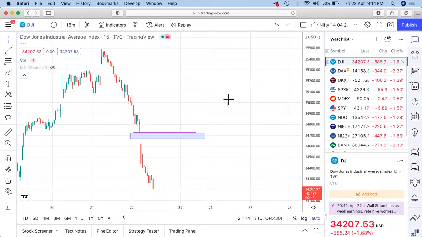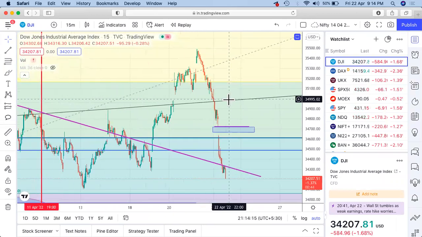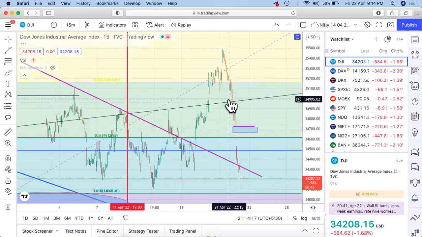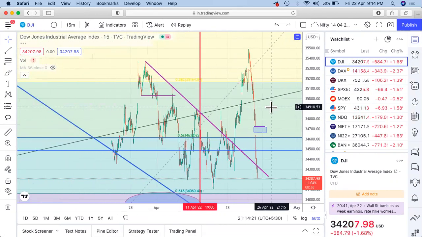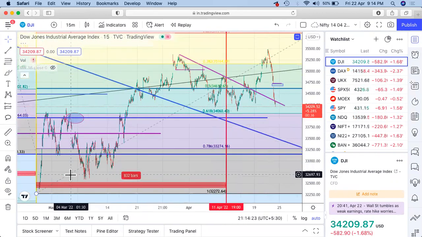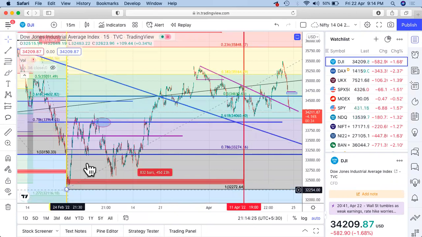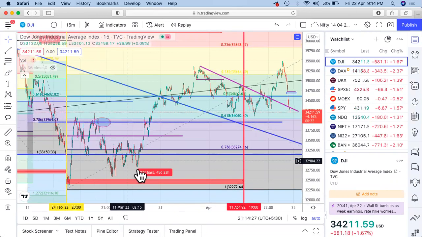Dow Jones till yesterday had taken a support at various levels. Just to show you about Dow Jones also, I'll show you a quick cycle about Dow Jones. So probably it went to the bottom, it went up, formed a range.